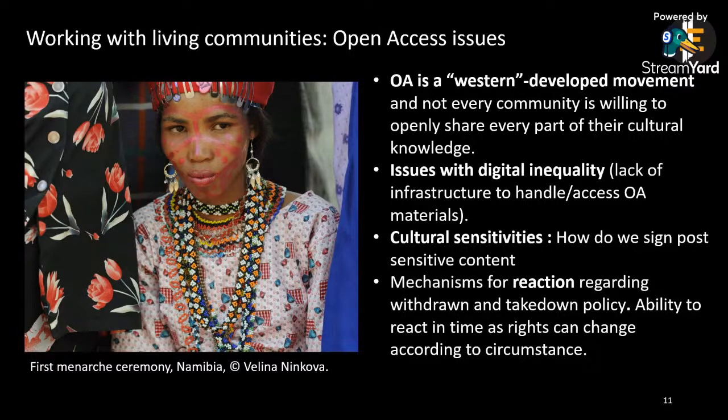And finally, how to establish procedures and mechanisms for reaction in terms of withdrawn or takedown policy. So this is connected to this idea of responsive archiving. So how do we make sure that we collect this feedback or these comments from the different users, but also whenever the community wants to take down any of the assets, how do we have procedures? We have procedures in place to investigate the asset and then take it down if we consider it is appropriate to do so.